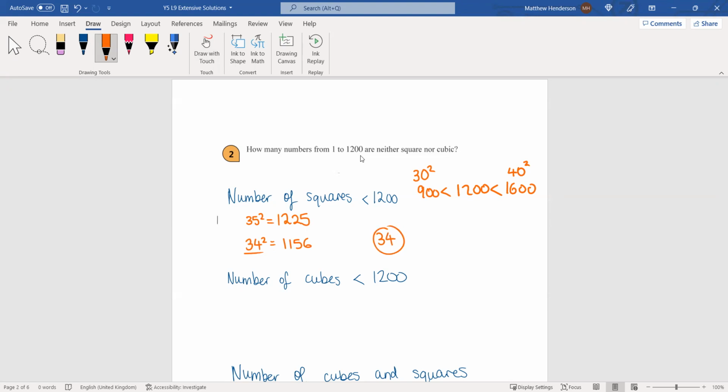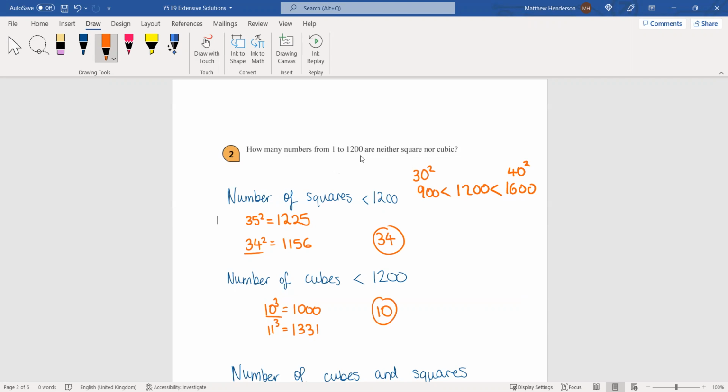It's a little bit easier to estimate the cube numbers because we know that 10 cubed is equal to 1,000. So we just need to check if 11 cubed is less than 1,200, which is equal to 1,331. So our answer is 10 cube numbers less than 1,200.